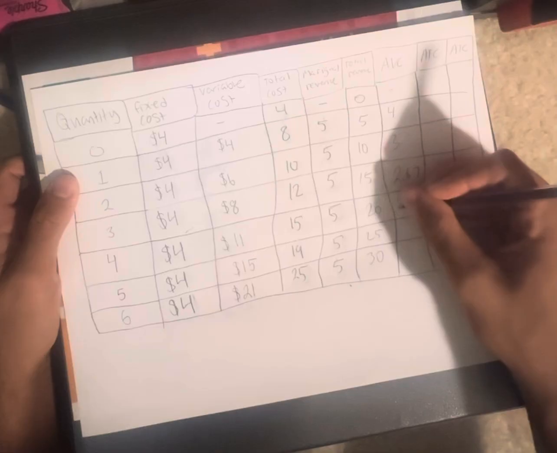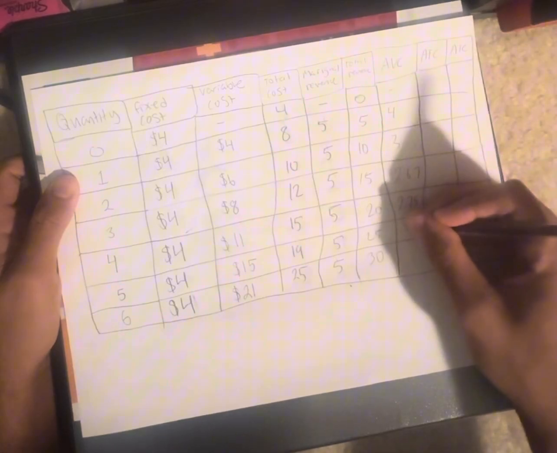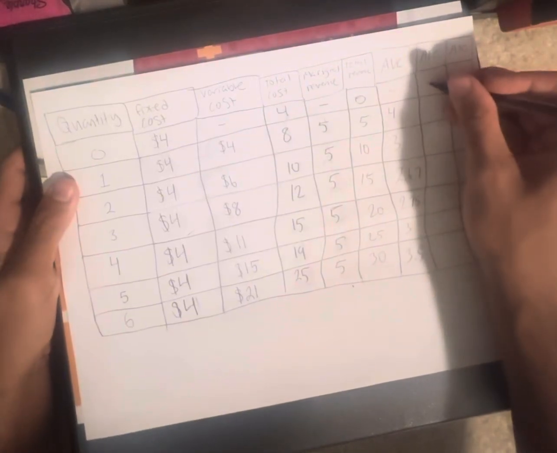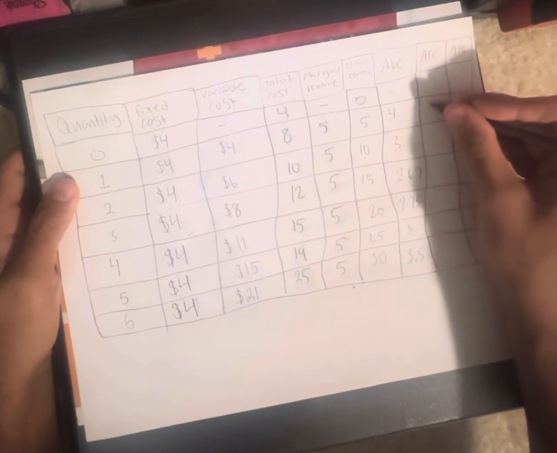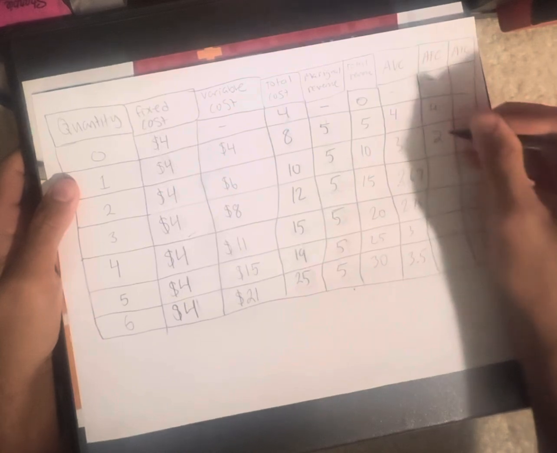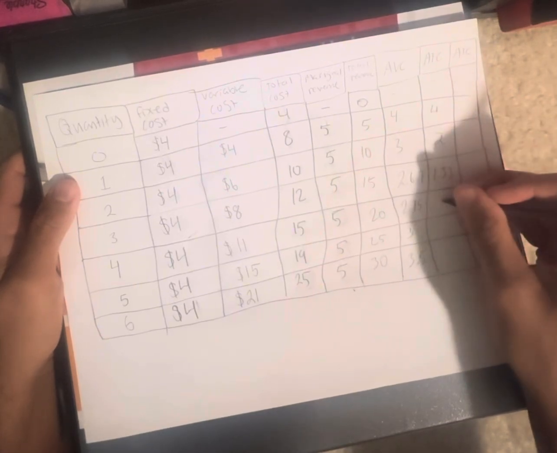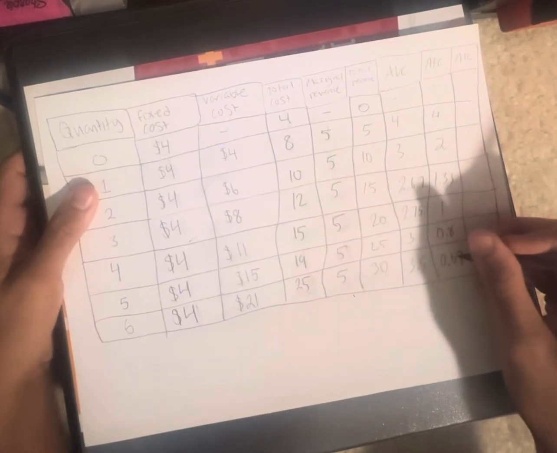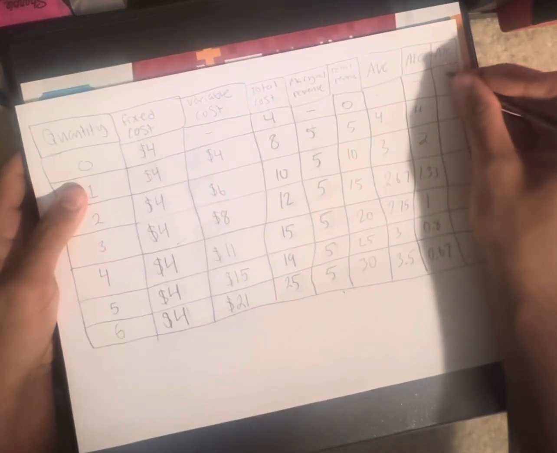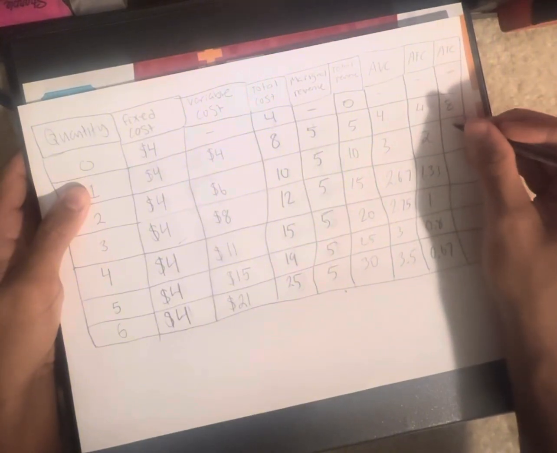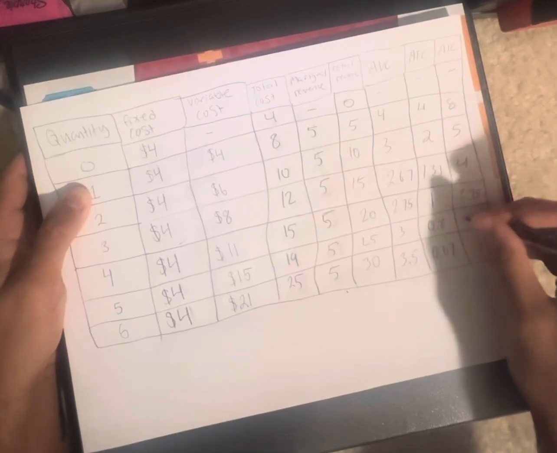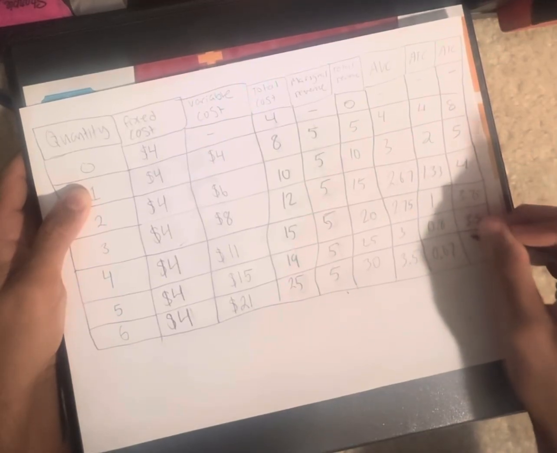AVC is equal to VC divided by Q, and that's the formula I use to find all these values. AFC is equal to FC divided by Q, and that's how I got 4, 2, 1.33, 1, and 0.67. Now, ATC is equal to TC divided by Q. That's how I get 8, 5, 4, 3.75, 3.8, and 4.17.